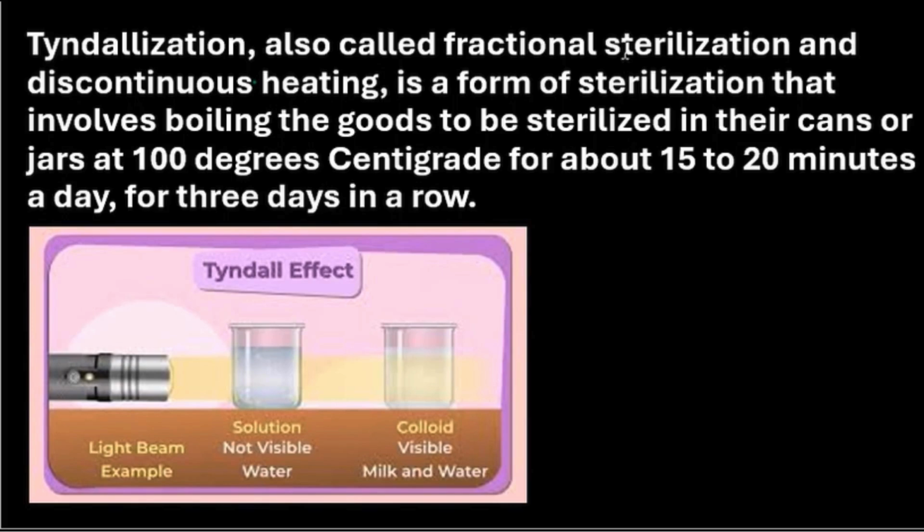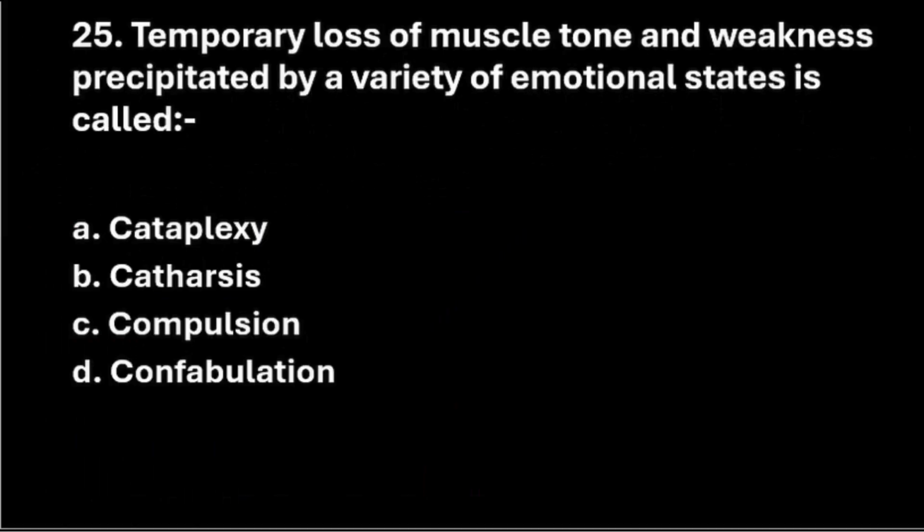Tindalization is a special process, fractional sterilization, and discontinuous heating. It's a form of sterilization that involves boiling the goods to be sterilized in the cans or jars at 100 degrees centigrade for about 15 to 20 minutes a day for 3 days in a row. So the goods will be sterilized in their own cans or jars at 100 degrees centigrade for 15 to 20 minutes every day for 3 days. That is tindalization, special process.